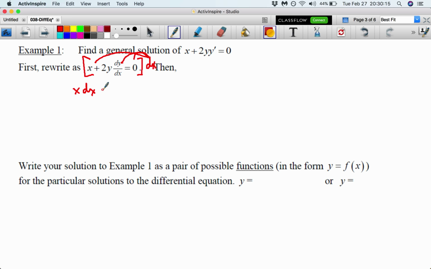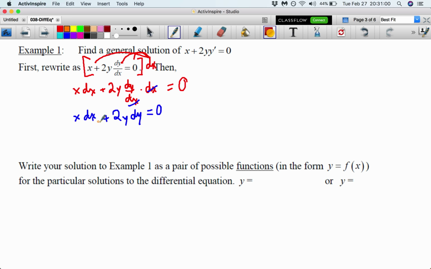So we're going to look at 2y dy dx times dx. And then dx times 0 is just 0. Our main thing, and I'll very seldom write this out ever again, is that just like 3/2 times 2 is 3, dy dx times dx we'll say is dy. So I have x dx plus 2y dy equals 0. And the dx's cancel, so to speak.